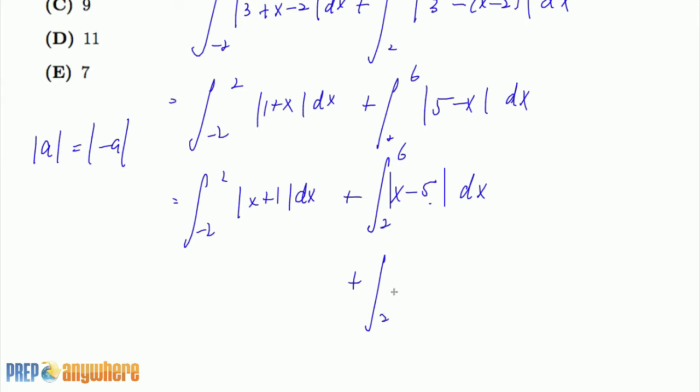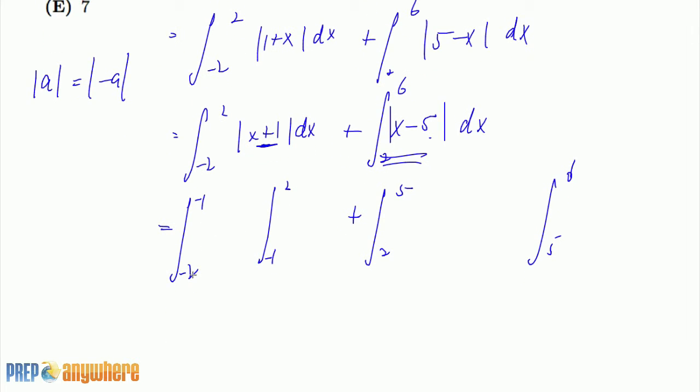So again, we have to split from 2 to 5 and 5 to 6 for this one, the second one. And for the first one, it depends on whether we're to the left of negative 1 or to the right of negative 1, right? So we have to split from negative 2 to negative 1 and negative 1 to 2.